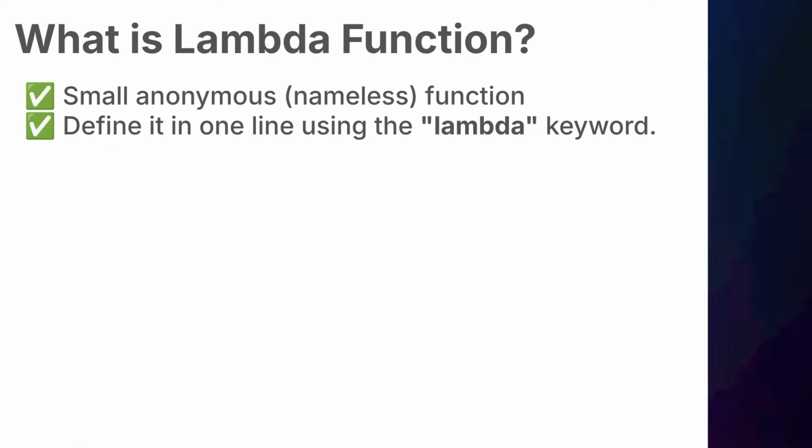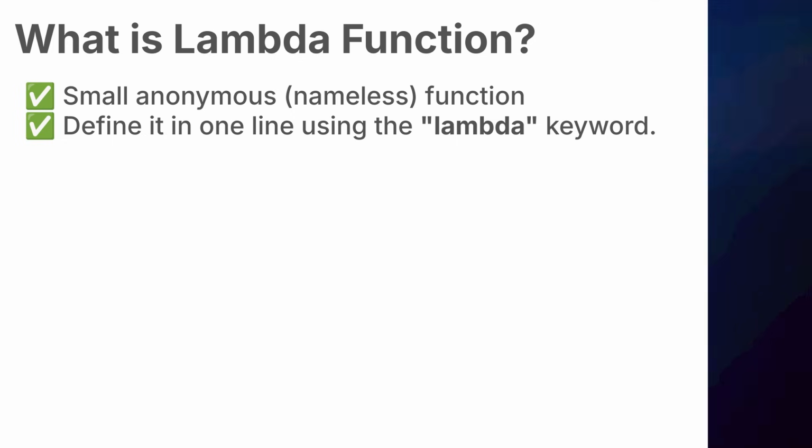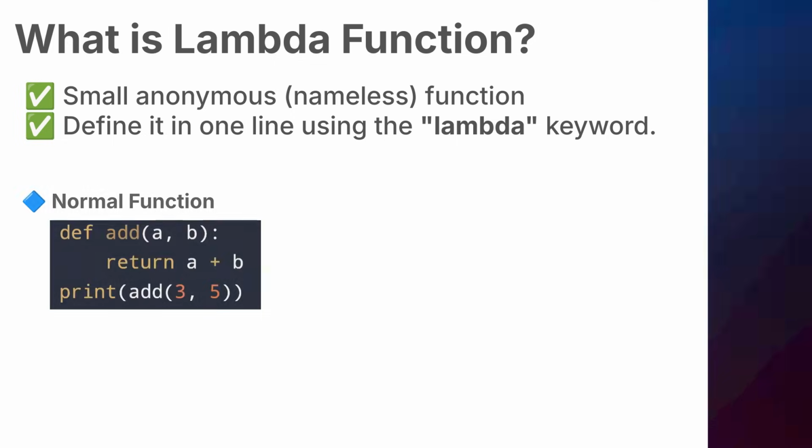What is a Lambda function? When we talk about a Lambda function, we mean a small nameless function you can write in a single line. Instead of using the regular def keyword to define a full function, you can use lambda when you just need a short piece of logic, something quick and simple. For example, you can see a normal function written with def. It has a name, takes 2 parameters, and returns their sum.